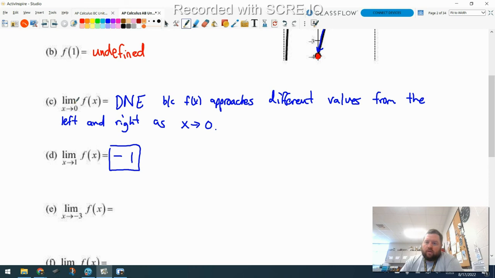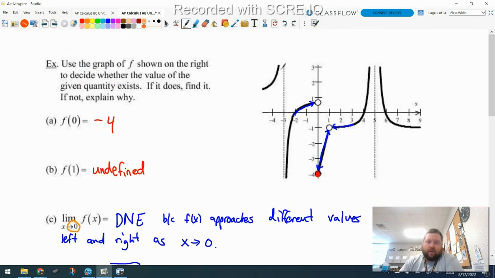All right. I usually try to circle these. x is approaching 0. Here, x is approaching 1. So our next problem, limit as x approaches negative 3 of f of x. At x equals negative 3, there is an asymptote. As x approaches negative 3 from the left, we are going to positive infinity, and as x approaches negative 3 from the right, we are going to negative infinity.